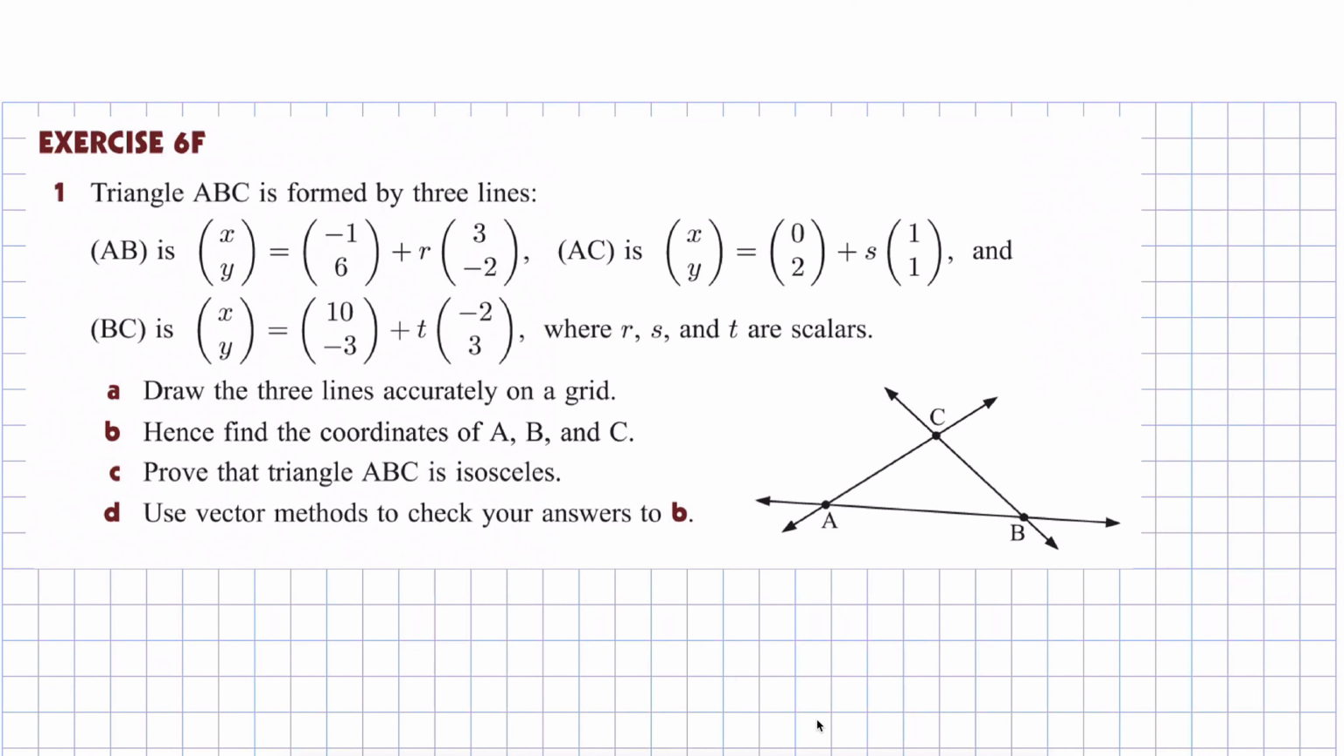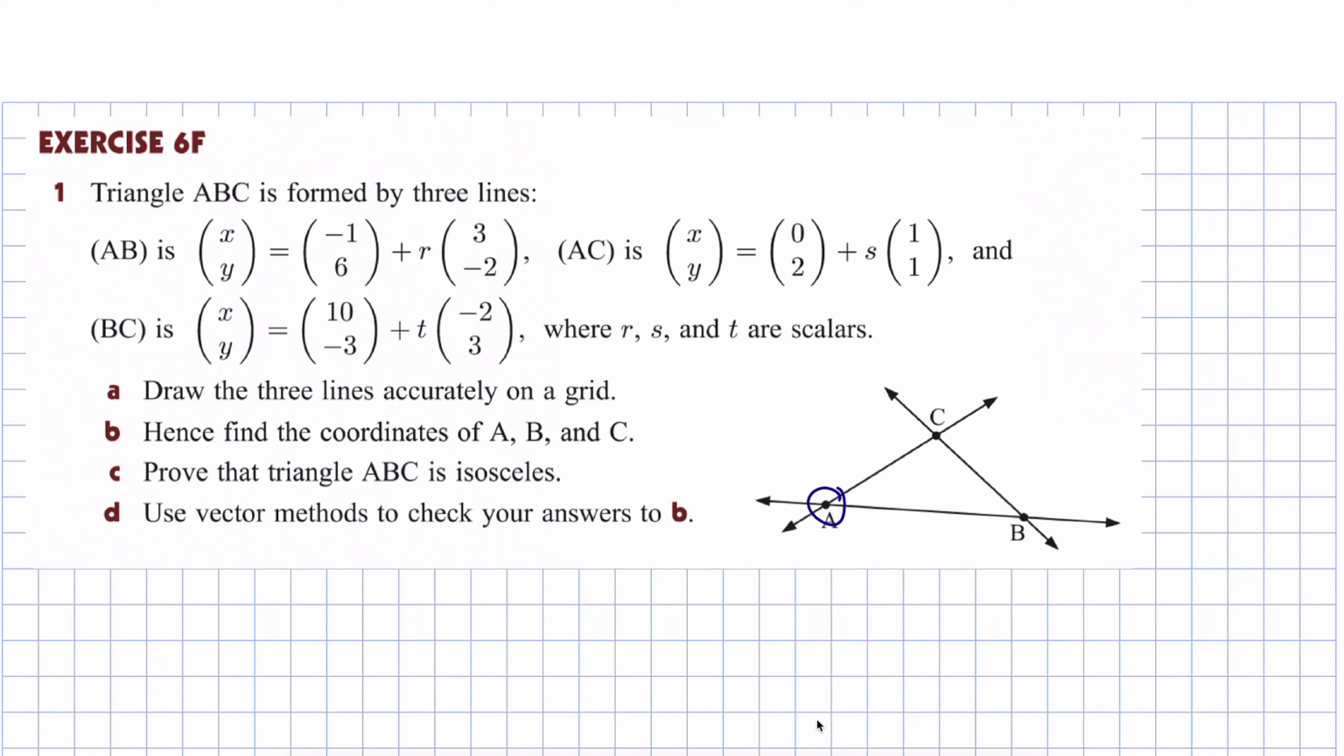This question says we've got 3 lines and the vector equations for those lines: A to B is written there, A to C is written there, and B to C is written there. It says to draw the lines accurately on a grid. I'm not going to worry about that, but the part we're going to look at is finding the coordinates, and let's just find the coordinates of A.